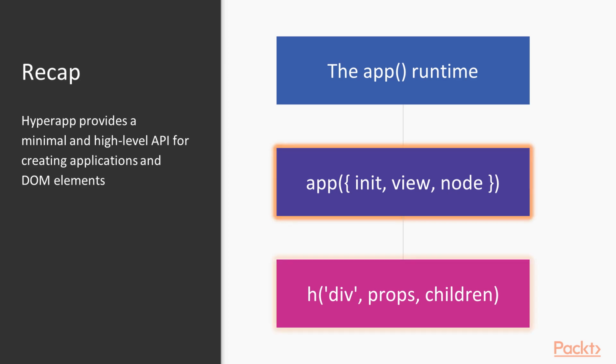Third, we created virtual DOM nodes with the H function. The H function takes name, props, and children arguments. We can use the name to set which HTML element we want. Props lets us pass in attributes. Children provides a way to build a tree of other virtual DOM nodes with values and arrays.